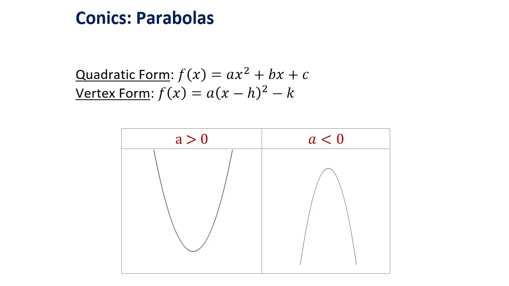We're going to consider parabolas from a conics point of view. Just as a review, in the quadratic form, f of x equals ax squared plus bx plus c, and in the vertex form, f of x equals a times x minus h, all squared, minus k. In both cases, if a, the leading coefficient, is positive, the parabola opens up. And if a is negative, the parabola opens down.